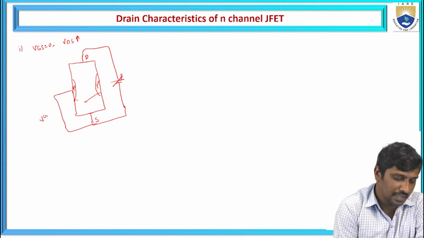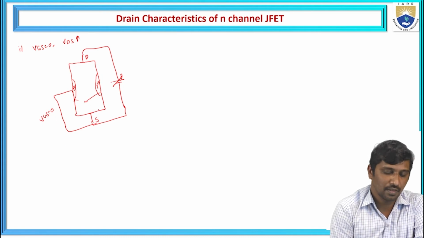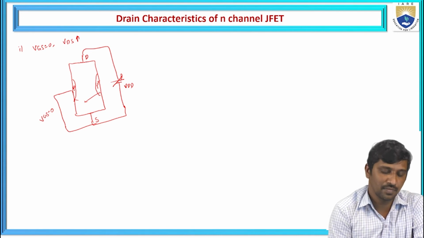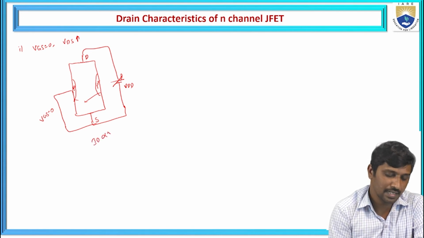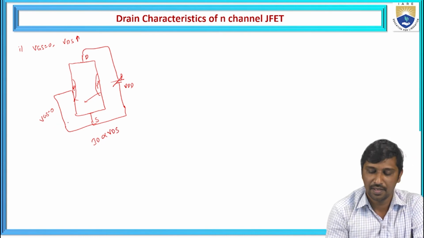And this is VGS = 0. We know that when VGS is 0, due to the maximum voltage VDD or VDS, it allows the maximum drain current. Hence, ID is directly proportional to VDS. But here VGS is represented as 0.